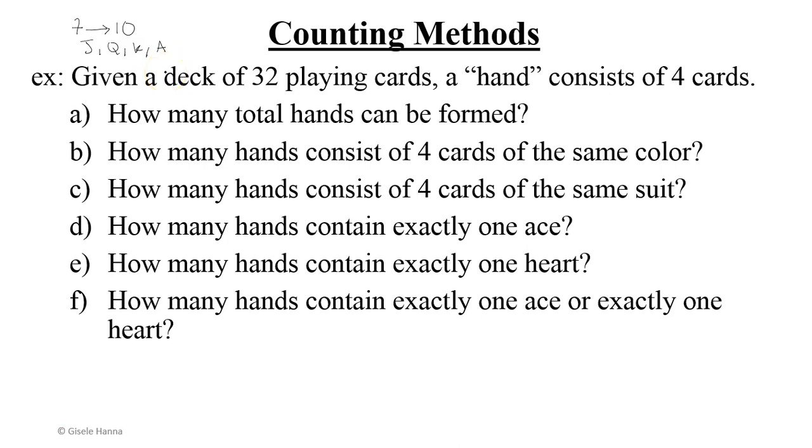So whenever you see a deck of 32 cards, it's always these set of cards for each suit. It's starting from 7. So 7, 8, 9, 10, then the Jack, Queen, King, and Ace. Okay, so out of this deck of 32 cards, a hand consists of 4 cards. So we're selecting 4 cards out of the 32 cards to form a hand.